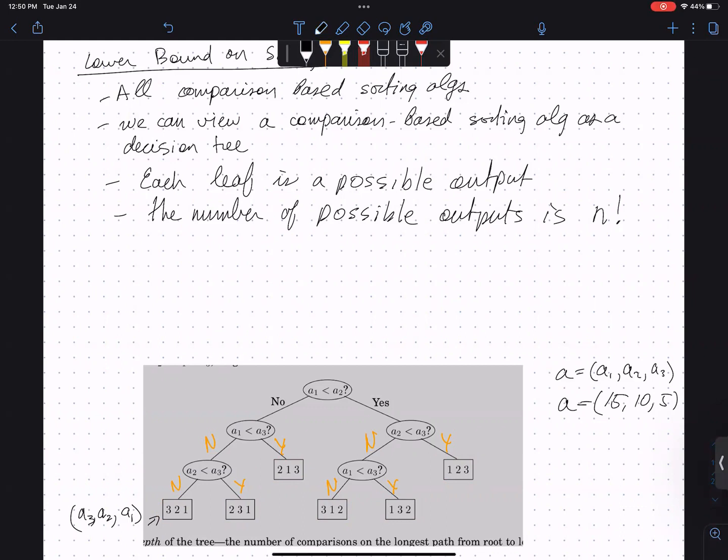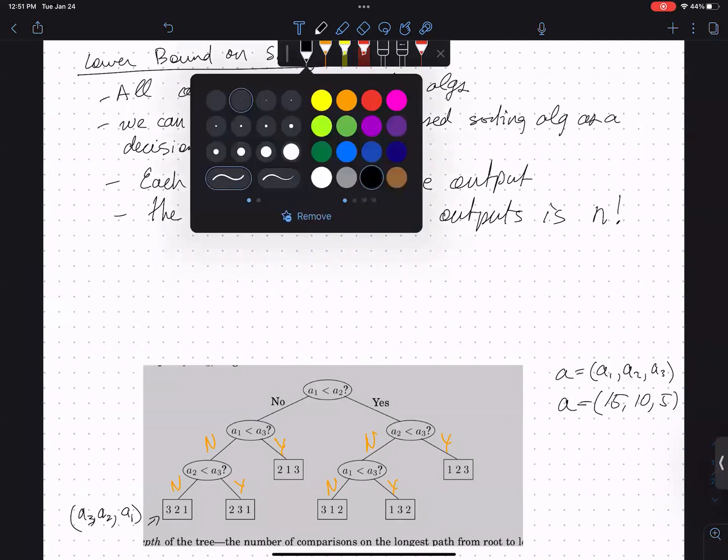N factorial, why? Because, okay, you have to choose what's going to be the smallest element. Any of the n elements could be the smallest element. Then we choose what's the second smallest element. Any of the n-1 remaining elements could be it. And so on. One of the definitions of n factorial is actually the number of permutations of n elements. Okay, so the number of possible outputs is n factorial.